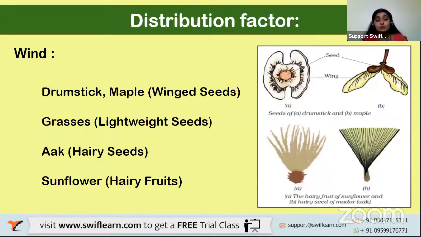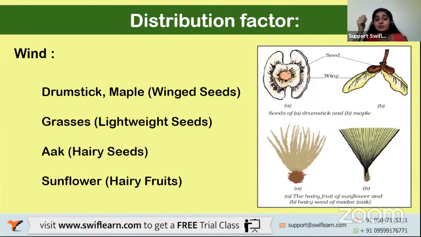Now if you can see the drumstick maple winged seed over here, these are the ones on your right hand side. If you can see, there's a diagram. It shows the seed is right here and it has a wing-like structure. That wing-like structure will help it flow with the wind.